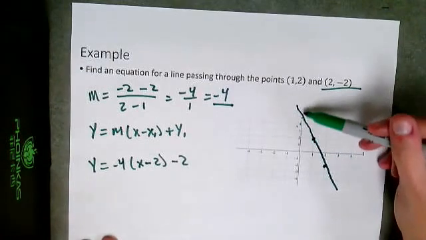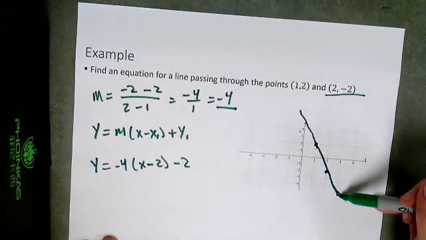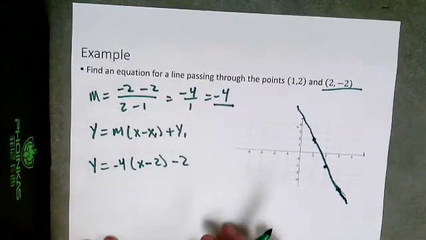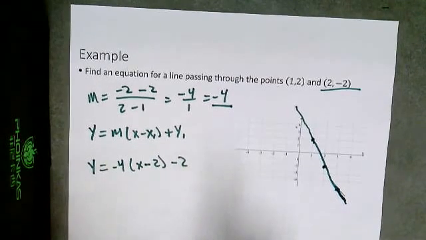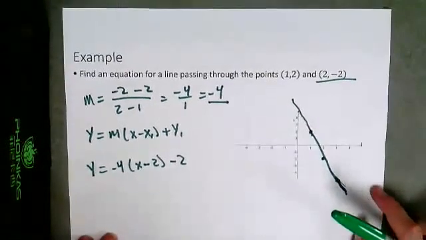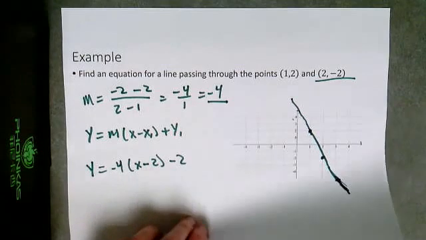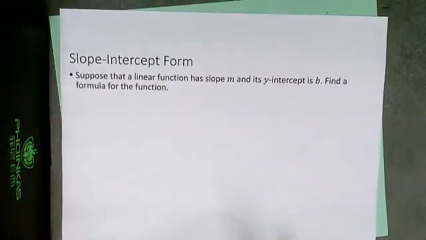Right? We could have found the y-intercept up here, and we can easily see this is a very negative slope. So yeah, you can simplify this if you want, but this is the equation of the line passing through these points in point-slope form. Now, are there other forms? Yes. Are we going to go over them? Also yes. Right about now.